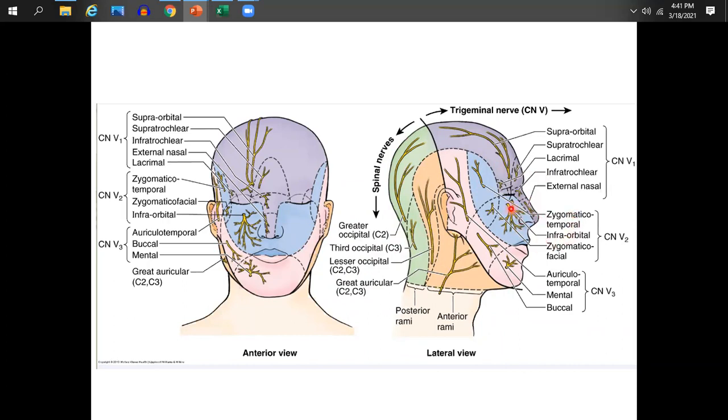You can actually see here the different branches off of trigeminal. So the branch of the branch. V1's branches: supraorbital, supratrochlear, lacrimal, infratrochlear, and external nasal. V2's branches: zygomaticotemporal, zygomaticofacial, and infraorbital. And then V3's branches: auriculotemporal, buccal, and mental. So be careful. Do the best you can to try and memorize this. I know it's a lot of information in one picture, but she can get pretty specific with it.